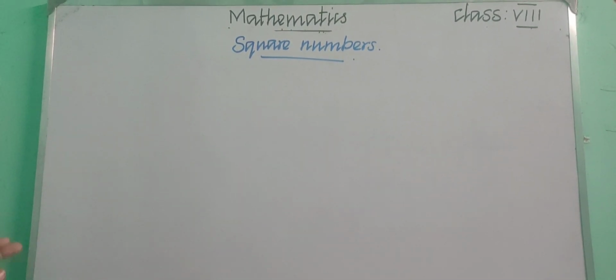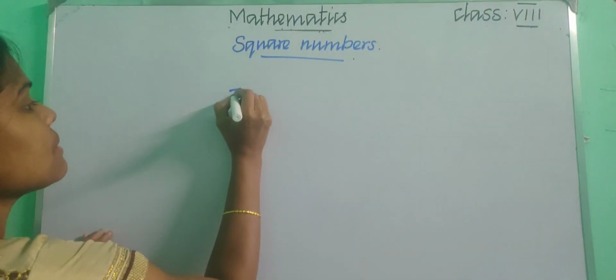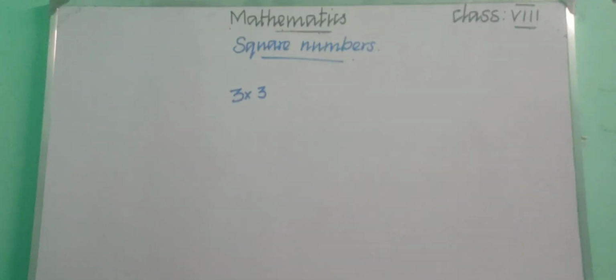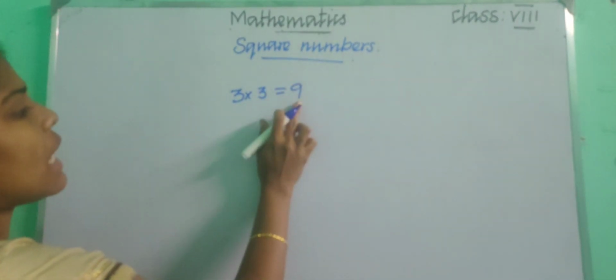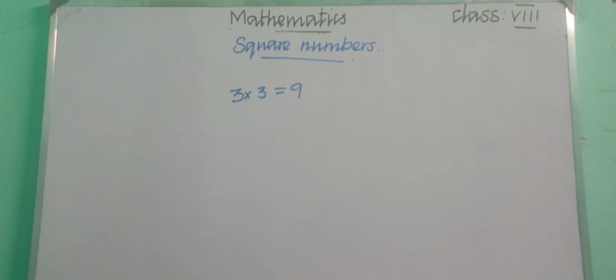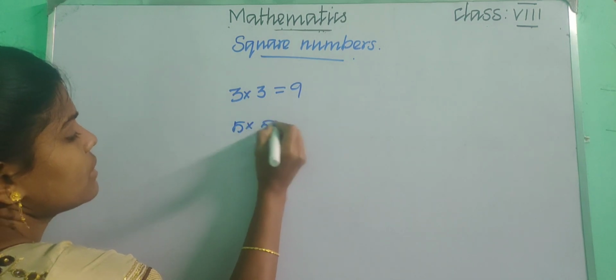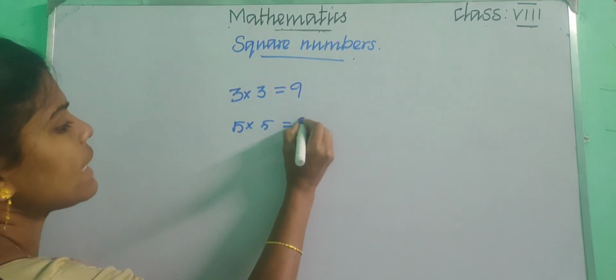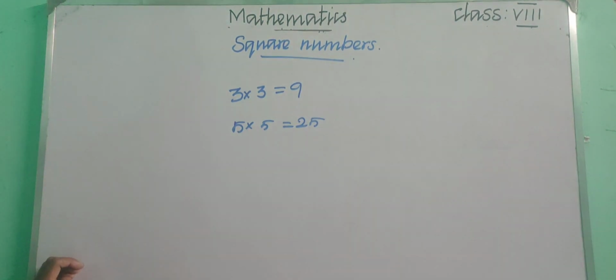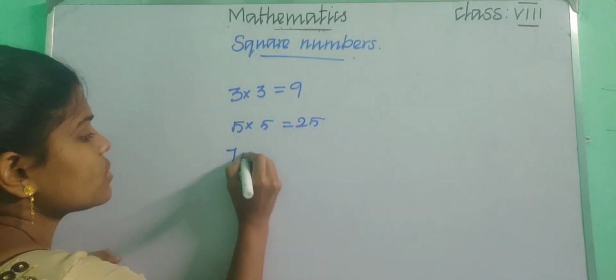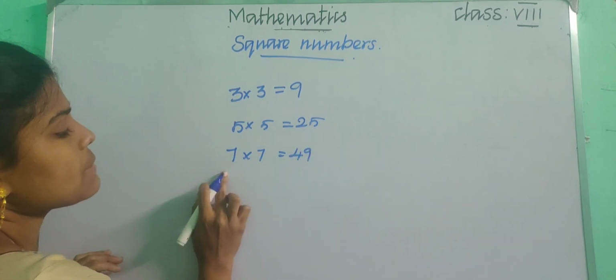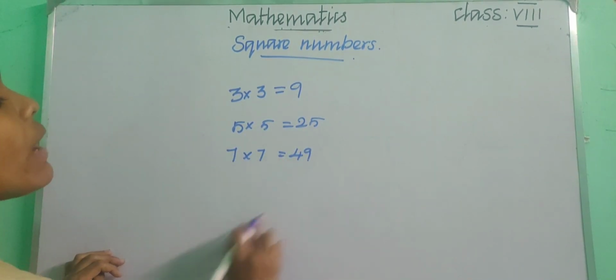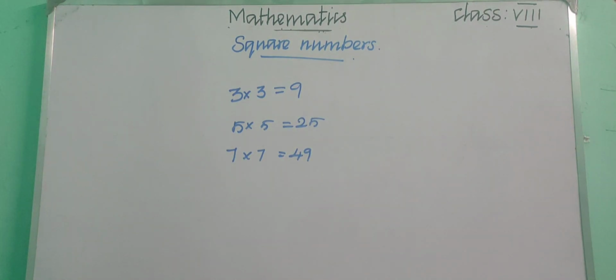Okay children, can you all understand? Simply we can say, if the same number is multiplied twice by itself, we get the square number. 3 3s are 9, so 9 is a square number. If a number is multiplied twice by itself, you will get the square number, that is 25. 7 into 7, 49. This is the square number.